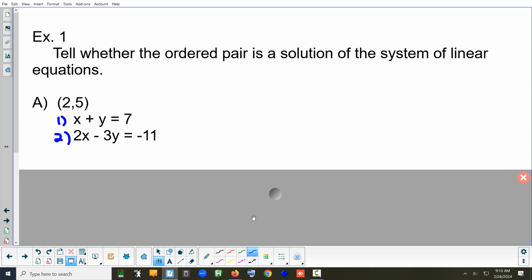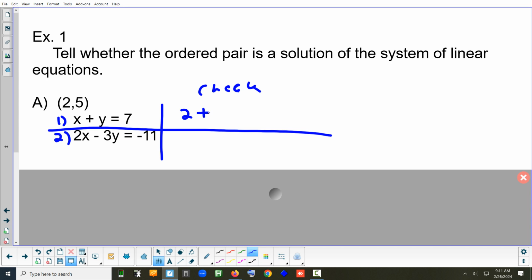You can set up your work however you want. I just went like this. That made sense to me. If you don't have enough room to do it this way, you can check it however you want to check it. All right. So what number are we filling in for x? 2. All right. Let's start with the first one. So we're going to fill in 2. And then what number are we filling in for y? 5. And I put a question mark here because we don't know if it's going to work. That's what we're checking. I'm just copying down what's on the other side.